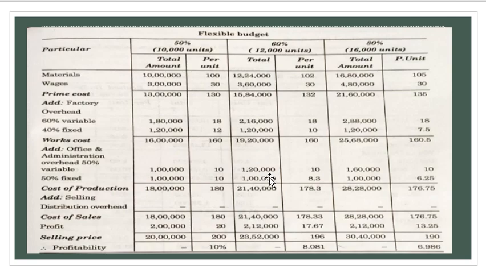Flexible budget. They have asked us to prepare for 60% and 80%, and we should also prepare for the original data, which is 50%, so it will be easy for you to compare. So now particulars: 50%, 60 and 80. For 50%, they have given in the question that 10,000 units are manufactured. But for 60 and 80, they have not given how many units are manufactured. So we will do cross multiplication.